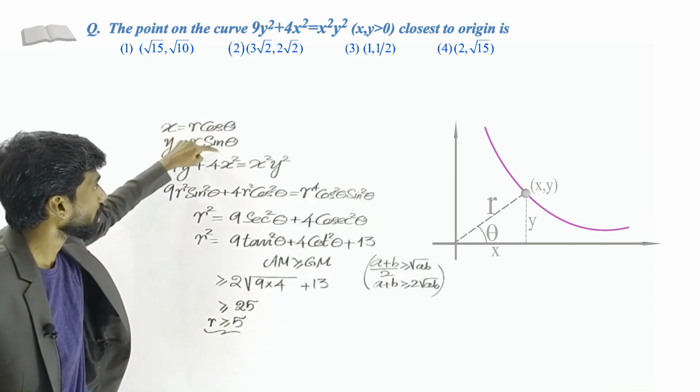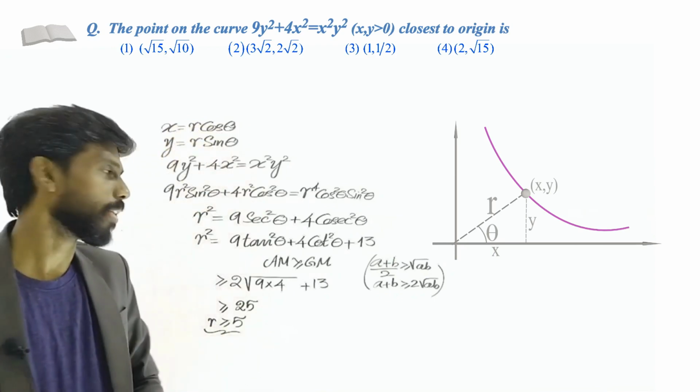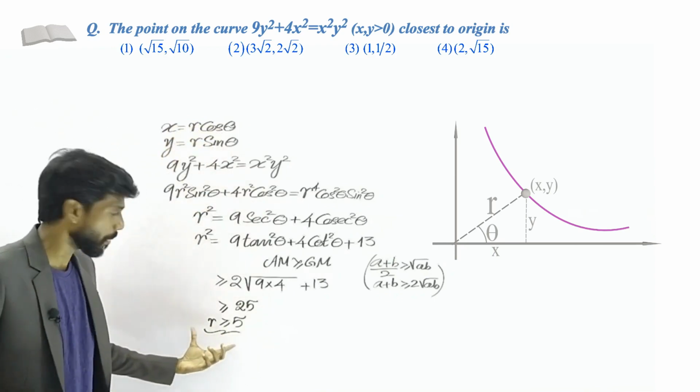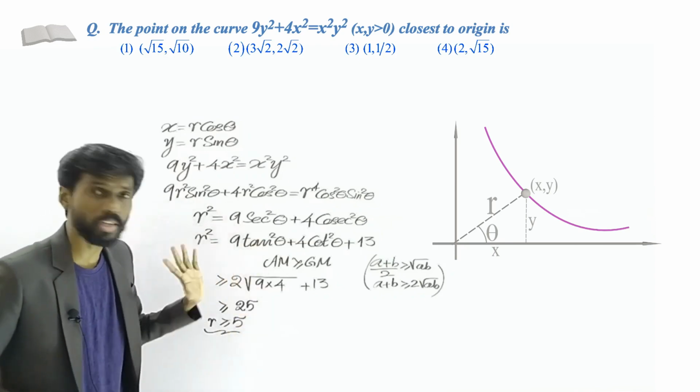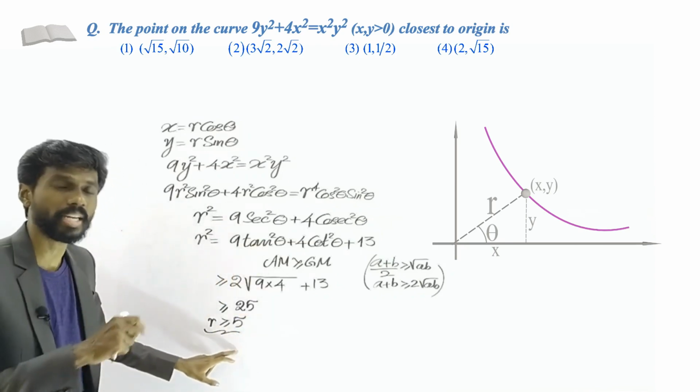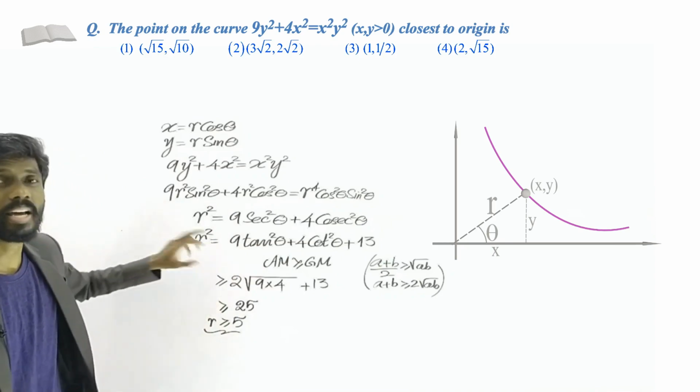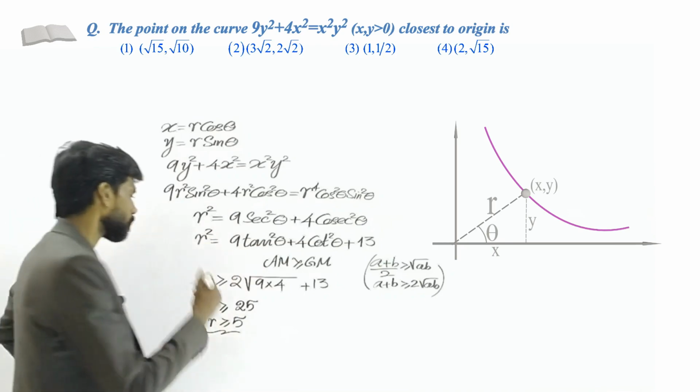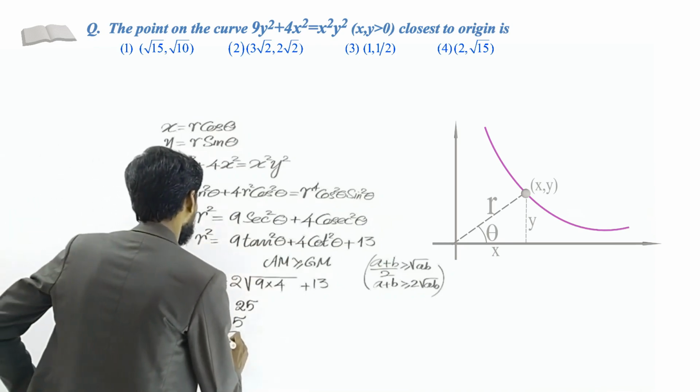But for cos theta and sin theta, we don't know the value of theta. So how to find the value of theta? See, the minimum occurs when the arithmetic mean is equal to the geometric mean, right? When r is equal to 5, that is the minimum value. So the minimum is when the arithmetic mean is equal to the geometric mean. So that means we equate the arithmetic mean to the geometric mean.